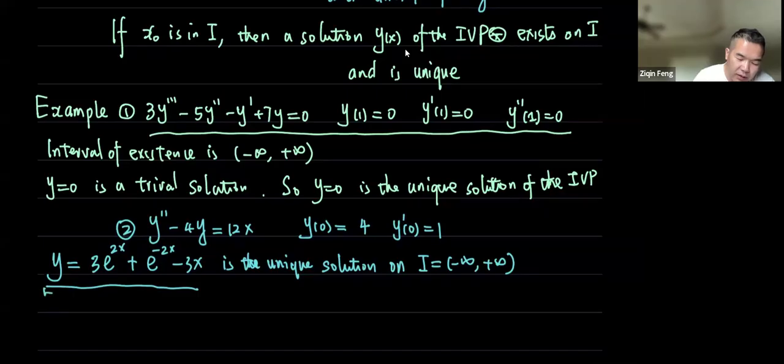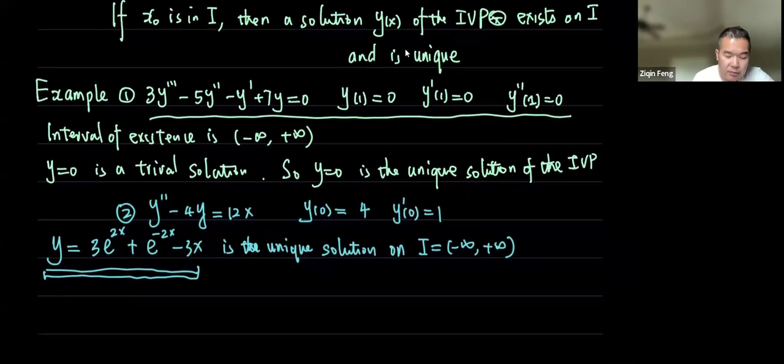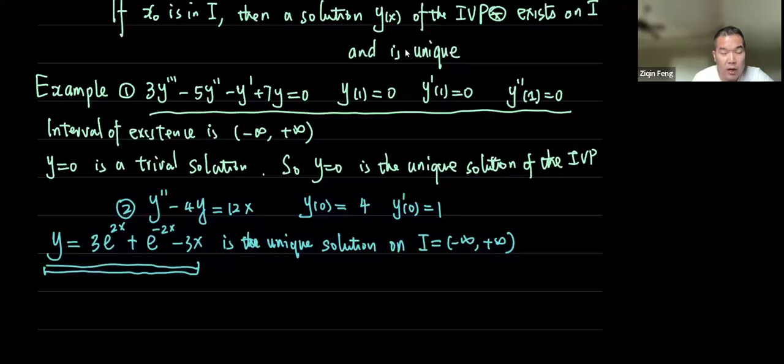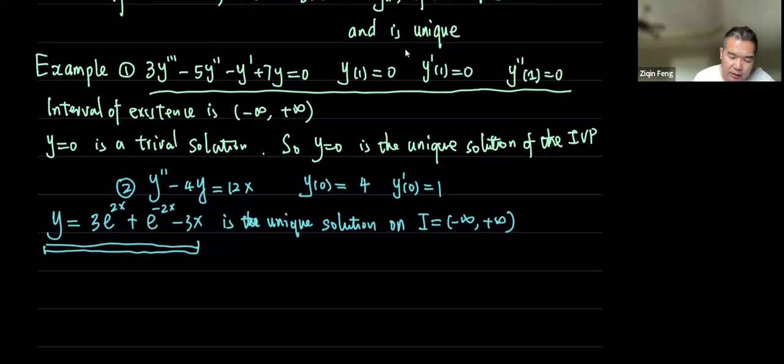And later we will develop a procedure to identify such a function, right? We will have a way to determine the solution. Now, from our existence and uniqueness result, we know this is a unique result.